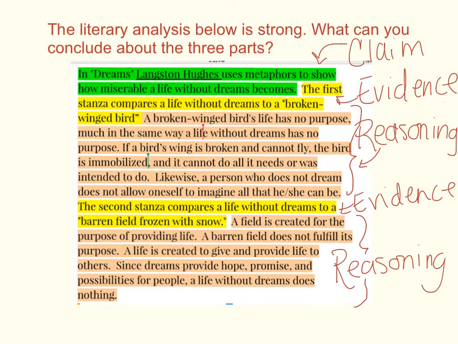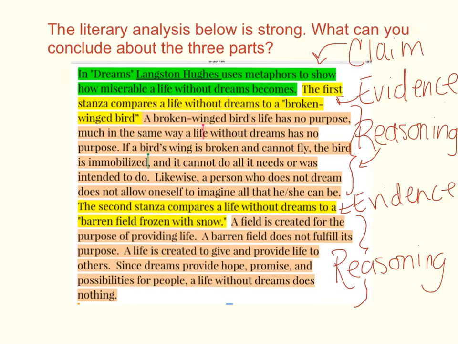If you notice that the analysis has three main parts of a claim, which is in green, evidence, which is in yellow, and reasoning, which is in orange, then you are absolutely right. This is a pattern or a structure that we've been using to write explanations throughout this school year, and we will continue to use throughout the year.